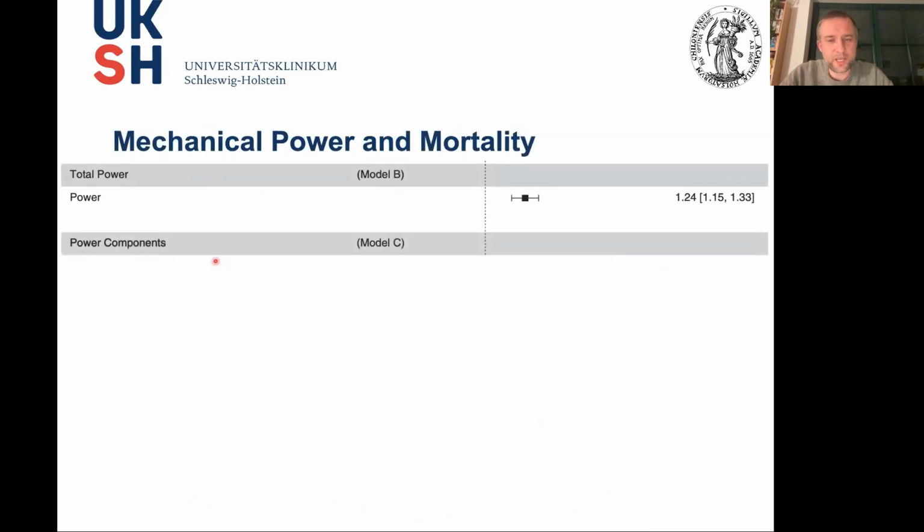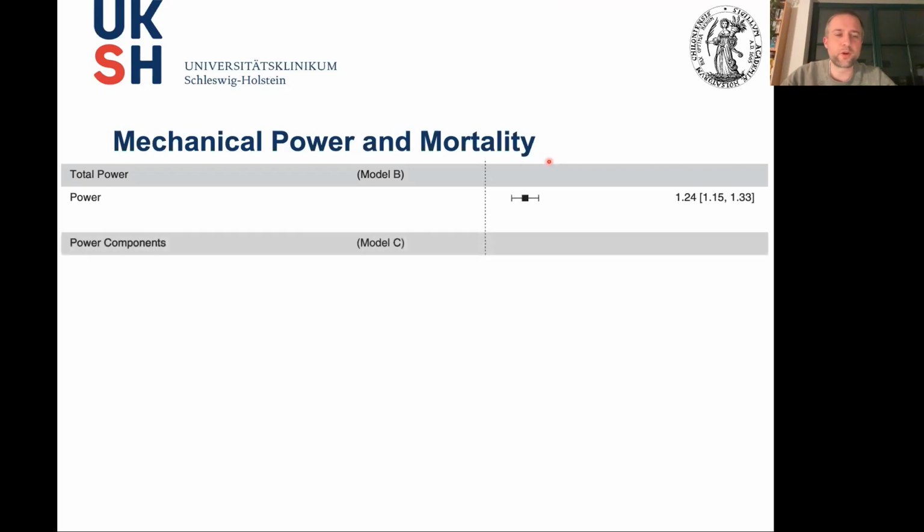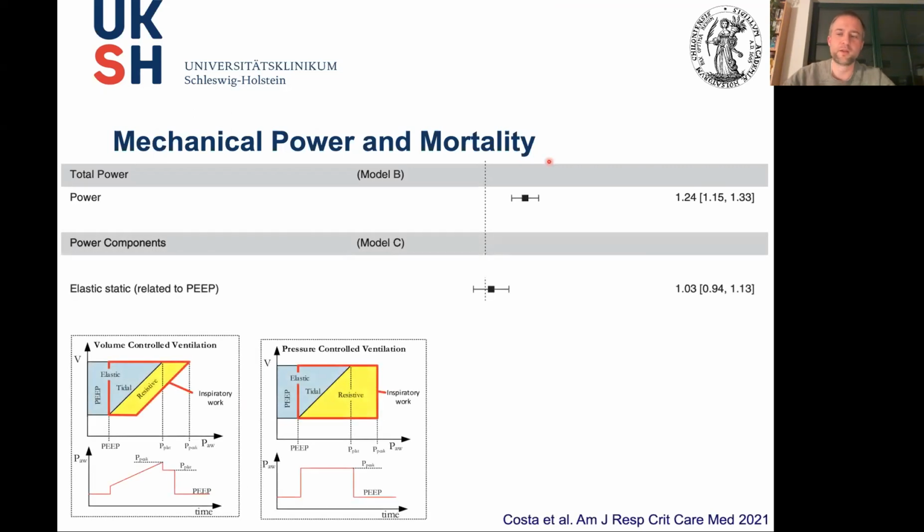And in this publication by Costa and co-workers, they assessed the association between total power and mortality, and they found, like many other publications did, that higher total mechanical power is associated with higher in-hospital mortality. But when you look at the components of power, they saw that the PEEP-related component, the elastic static component, so this part of the loop, or this part here, was not associated with mortality at all.